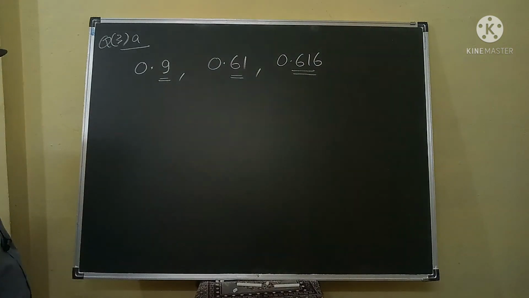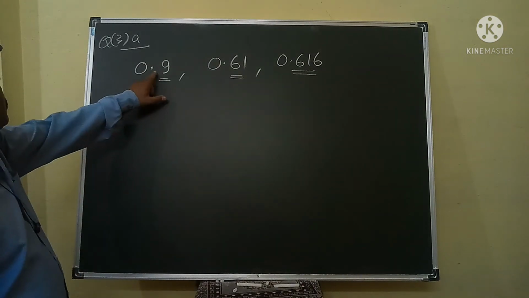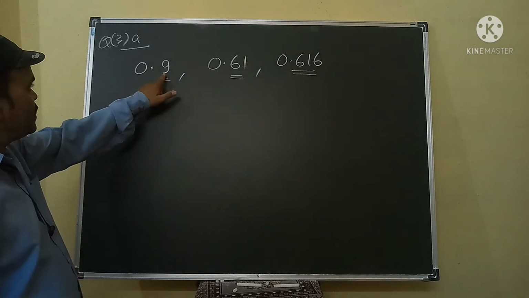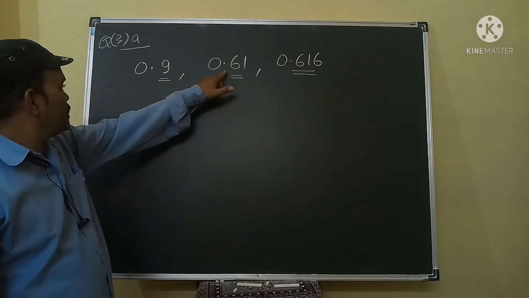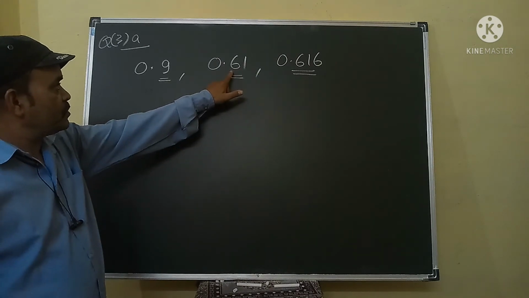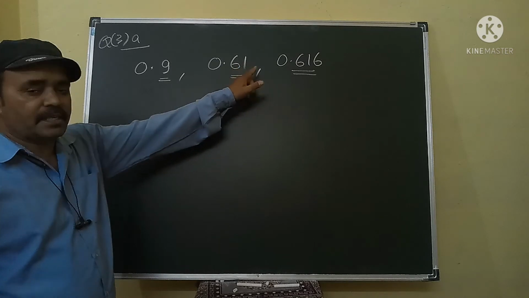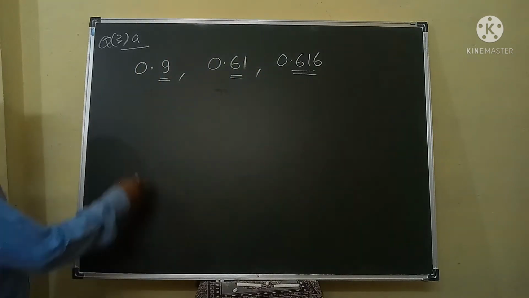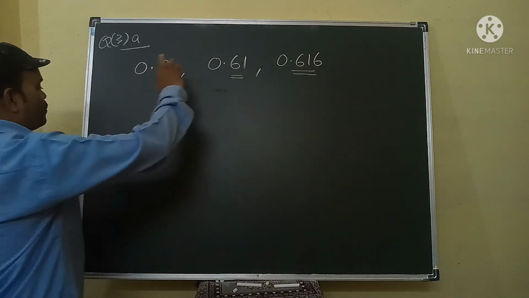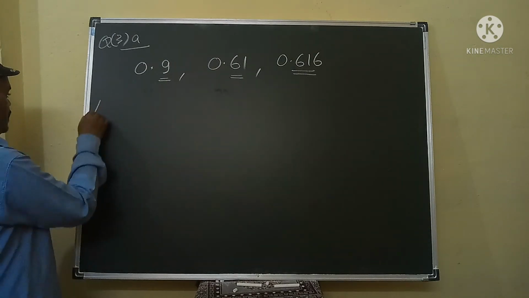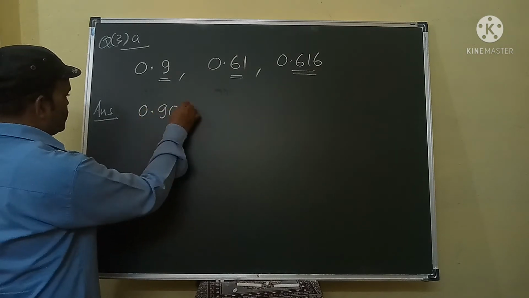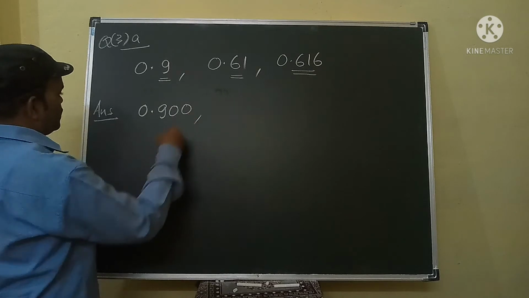So what will we do? It is very easy. After the decimal point this is 1 digit, so 1 digit is easily converted to 3 digits. This is 2 digits after the decimal point, so 2 digits are easily converted to 3 digits. How? Look here. 0.9, the given question is in the form of unlike decimals. So the answer will be 0.900.